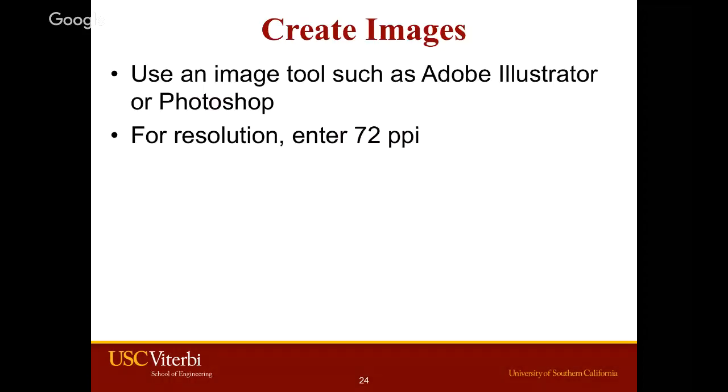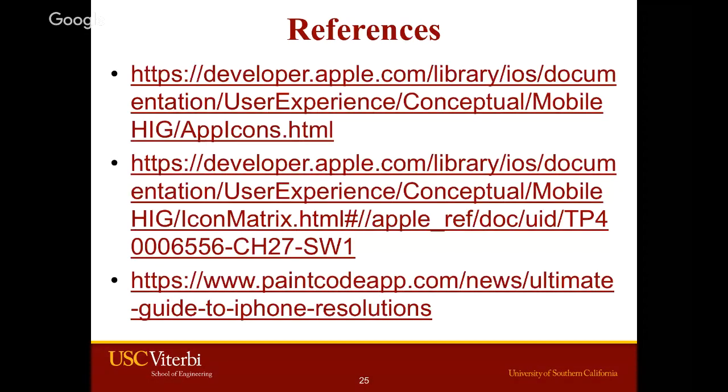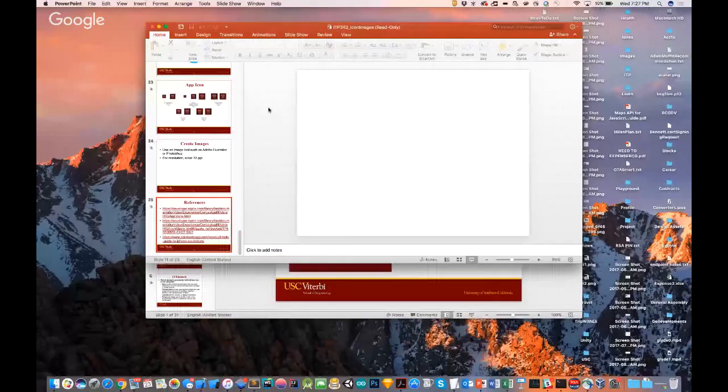So when you're using graphical tools such as Adobe Illustrator, a tip would be to enter 72 ppi for resolution, points per inch. And those are references for you guys to take a look at. Oh, this link I actually put in there is actually pretty cool.